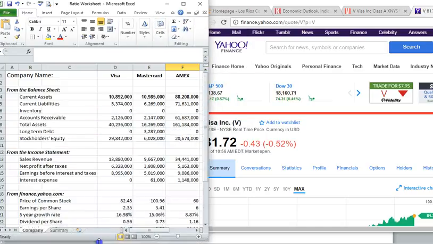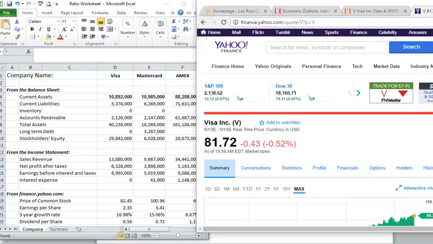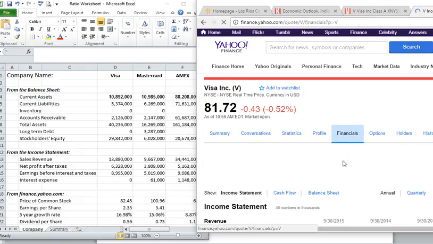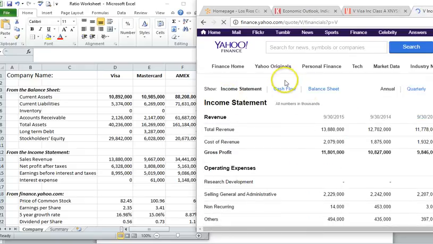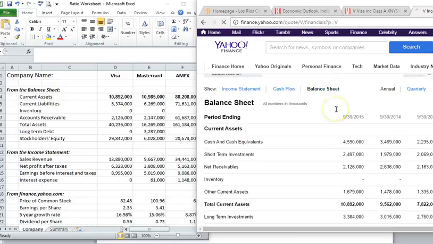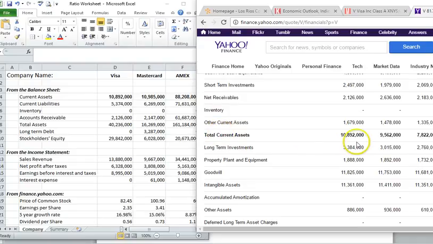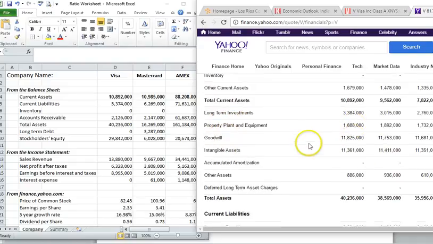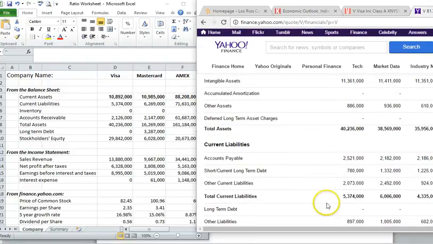Okay, let me just line this up. So from the balance sheet, I'm going to go over here in finance.yahoo under the financials tab, and here I can see that I have the income statement, the cash flow right here, and the balance sheet. So I want some balance sheet information. And now I can just scroll down and pick and choose what I need. I need current assets, current liabilities. So here's total current assets right here, and then total current liabilities are going to be down here. So this is what the company owns, assets, and this is what they owe, liabilities.